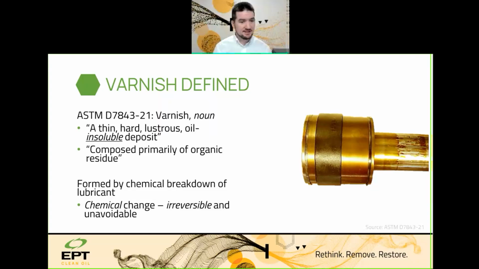Now, one thing to note about this varnish, this organic residue, these oil breakdown products, they've been formed by chemical breakdown of the lubricant. As I mentioned previously, most often oxidation. And as a chemical change, this is something that is irreversible. And when we're speaking to oxidation, also something that is unfortunately unavoidable. I mean, oxygen's in the air all around us. And in terms of thermodynamics, it's a very downhill reaction. So it does not go back the other way once it's gone.